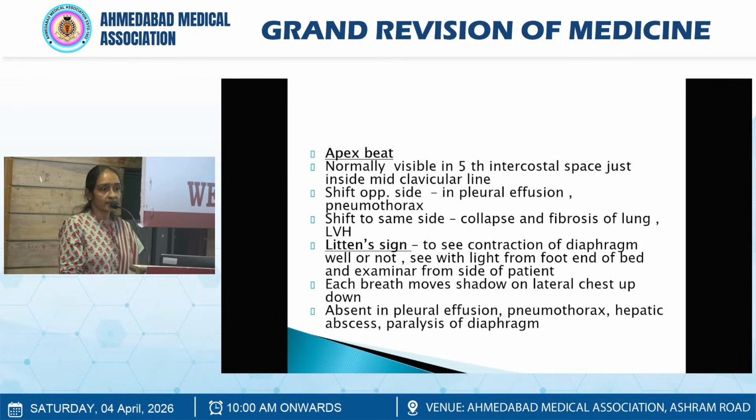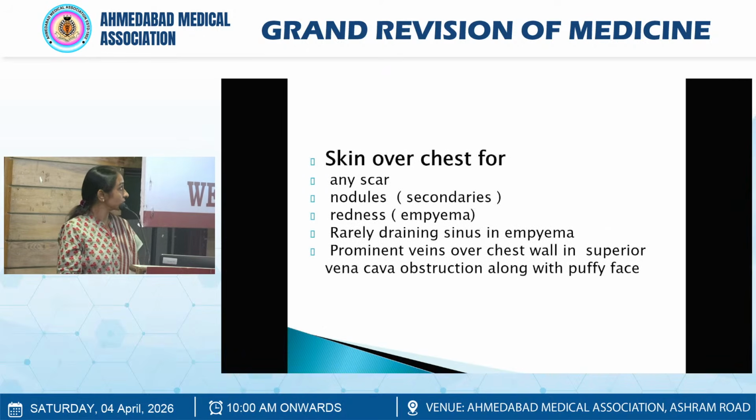What is Litten's sign? It is for seeing the contraction of the diaphragm. Again it's a credit question. Is contraction of the diaphragm present or not? It is seen from the light which is passed from the foot end of the bed, and the examiner will stand on the side, and I will see the light's shadow. It is moving up and down. If this shadow is not moving, then it may be a condition such as pleural effusion, pneumothorax or hepatic abscess, or there is paralysis of the diaphragm.